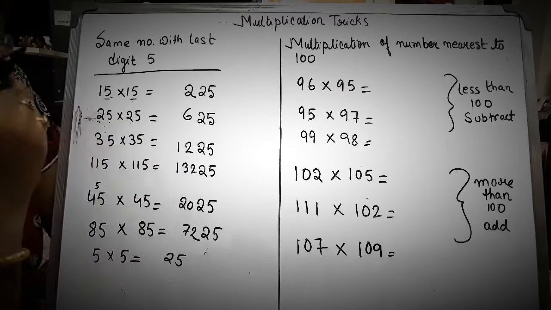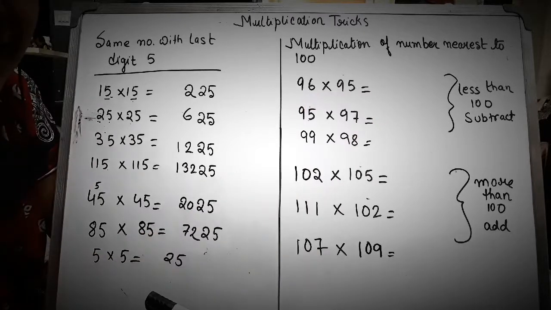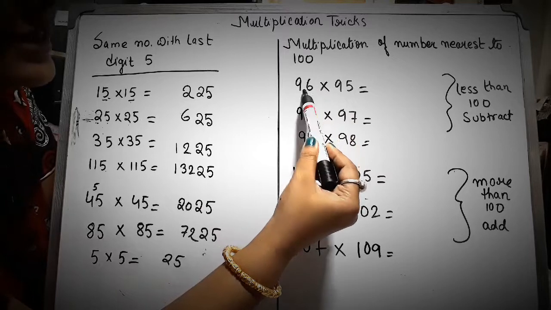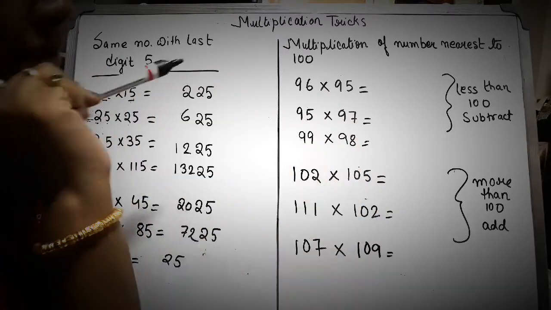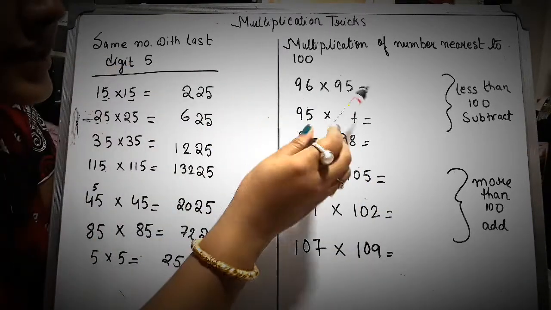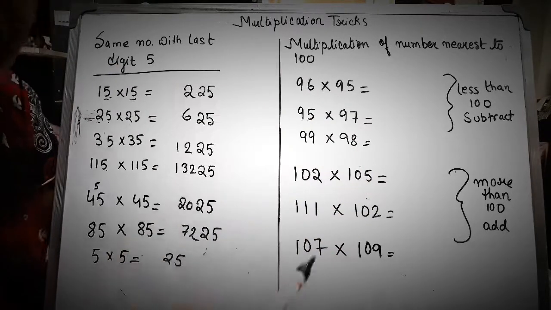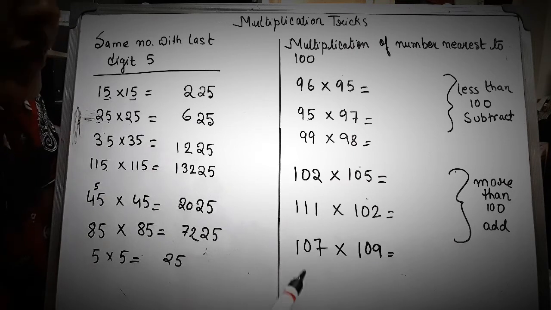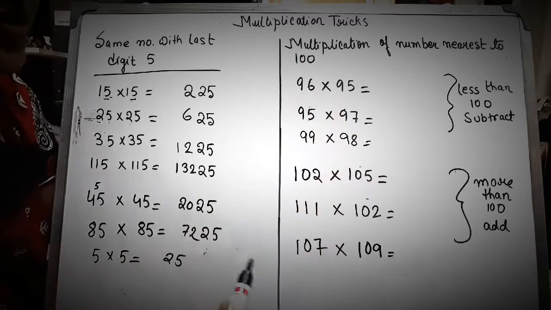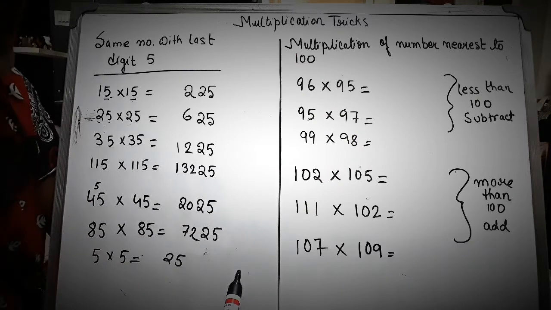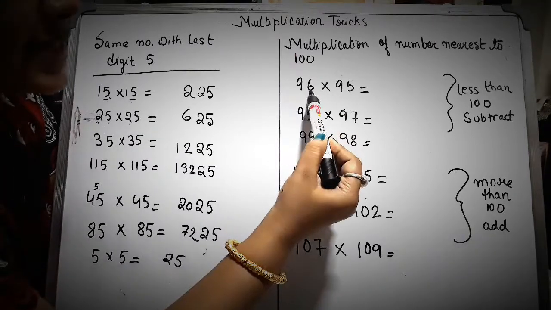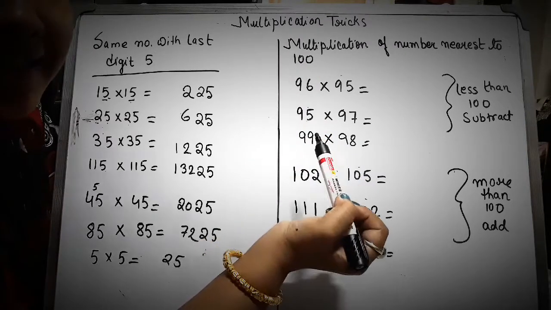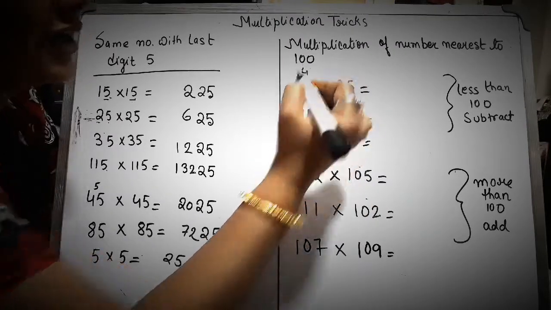Okay, now comes the trick for this one. This is very interesting. Okay, we will multiply this type of number. What type of number? Can you all tell me? This number is nearest to 100. So we will multiply those numbers which are nearest to 100. Okay, so what can we do? 96 is nearest to 100. What is the difference between 100 and 96? 4. So write down the difference.